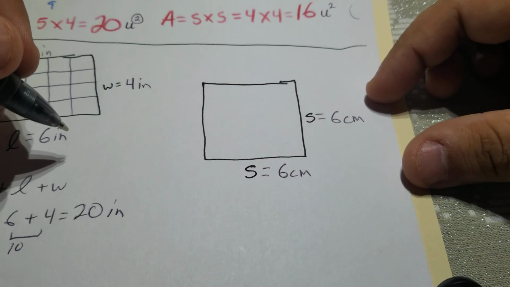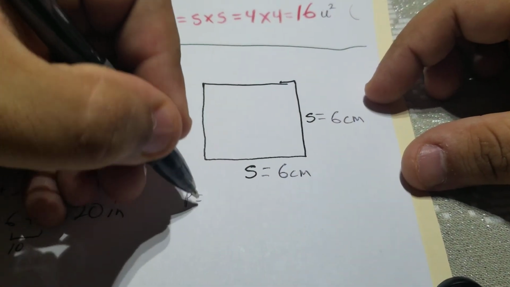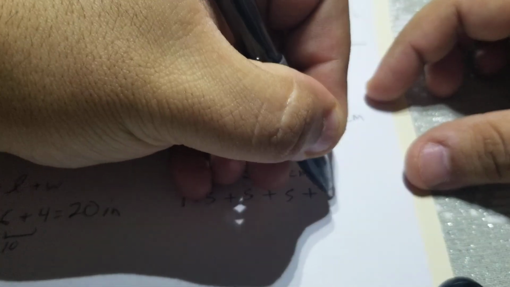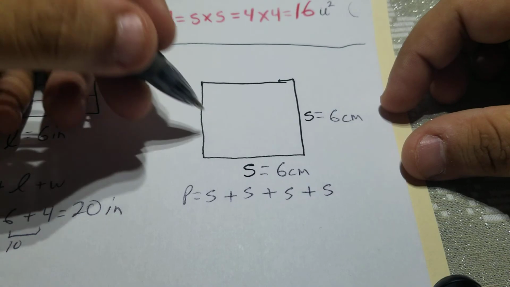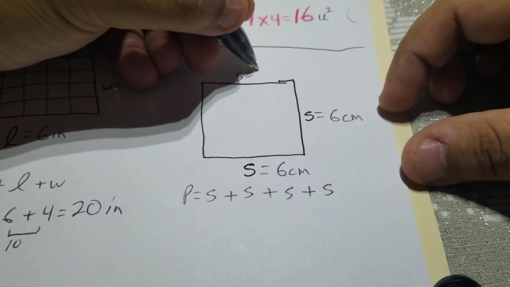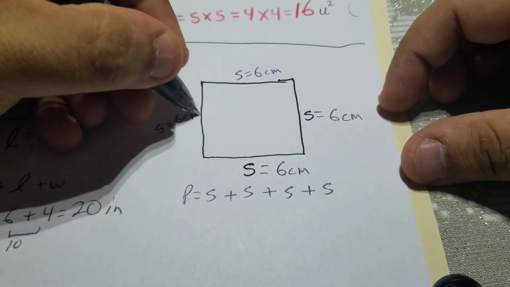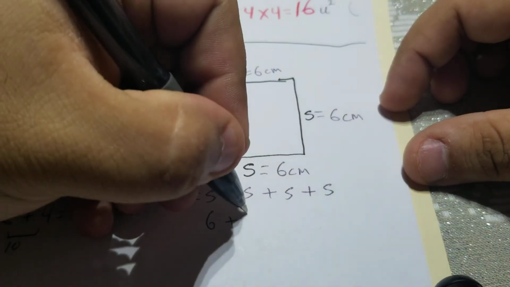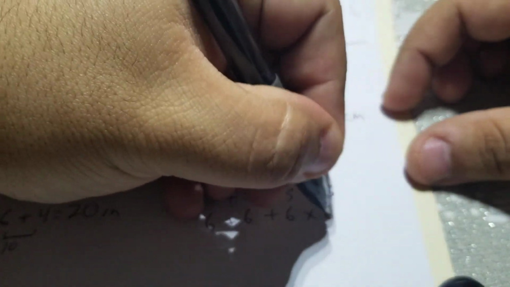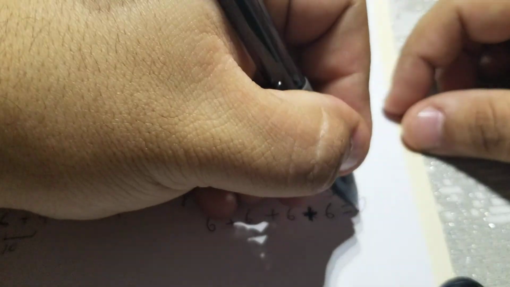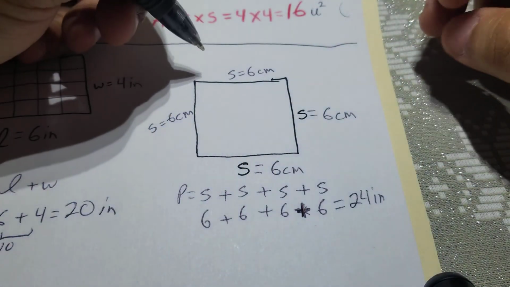6 centimeters. Well, perimeter is side length plus side length plus side length plus side length. And if we remember correctly, since this is a square, all our side lengths are the same. So basically every S converts to a 6. That should be plus. So 6 plus 6 plus 6 plus 6 would give me 24 inches. That's our perimeter.